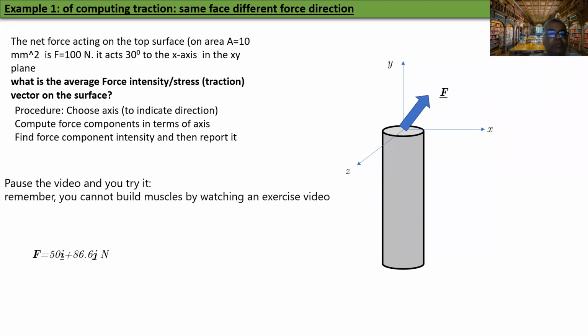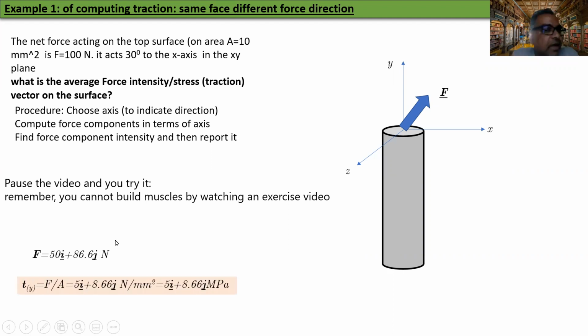So what I had was this. The force is 50I plus 86.6J. 50 is cos 60 degrees. It should have been at 30 degrees to the y-axis, not to the x-axis. I'm sorry. So it's 50I plus 86.6J. It's cosine 30 and sine 30. That's what the force is. And I'm sure you know how to do that.